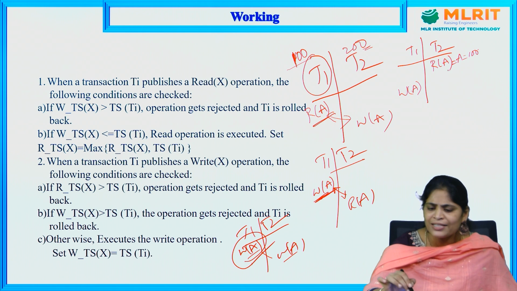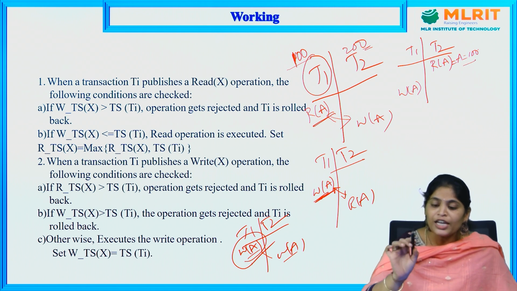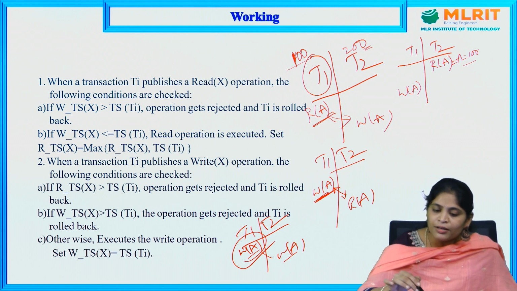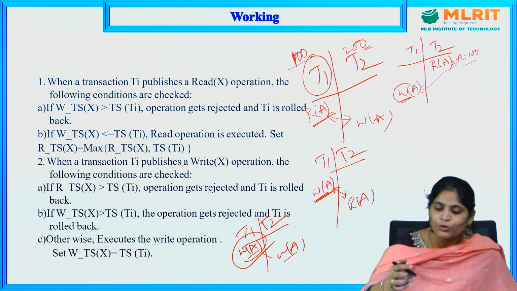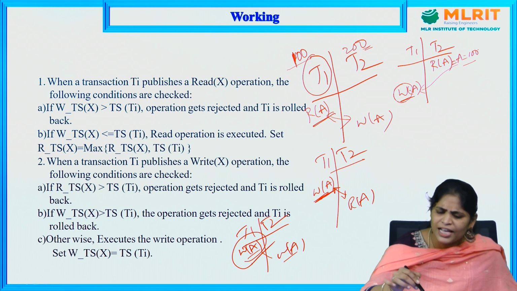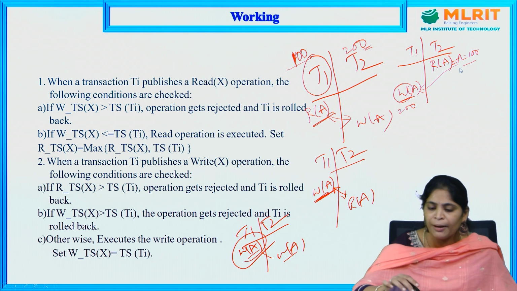Okay, it has read the value 100. Now, T1 reads the value from T2, and it has been updated. For example, here we used to update the value in a database. It has the capacity to update also. Let us discuss, it has updated the value from 100 to 200.